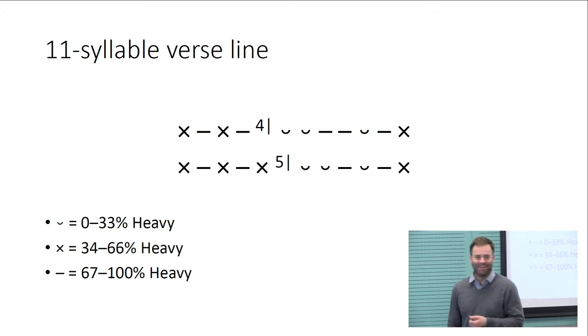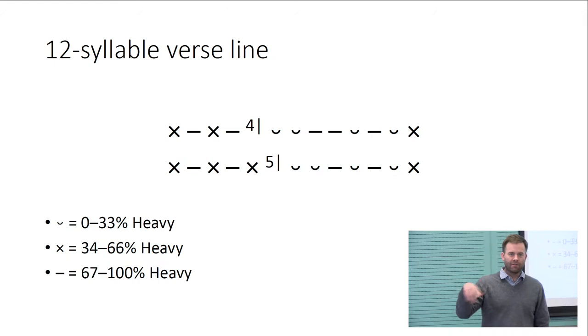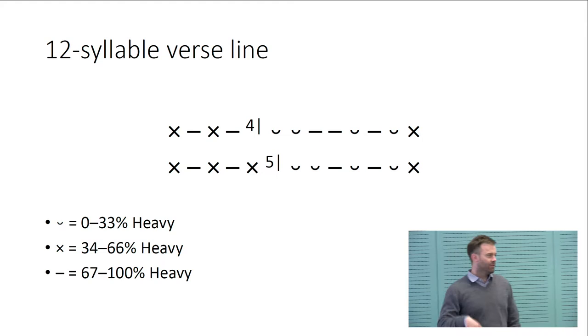And the 12 is really just like the 11, except that you descriptively insert a preferentially light position in the penultimate position of the verse. So it opens the same way, da-dun-da-dun, and then you have the same da-da-dun, and then instead of having dun-da-dun-dun, you have dun-da-dun-da-dun.